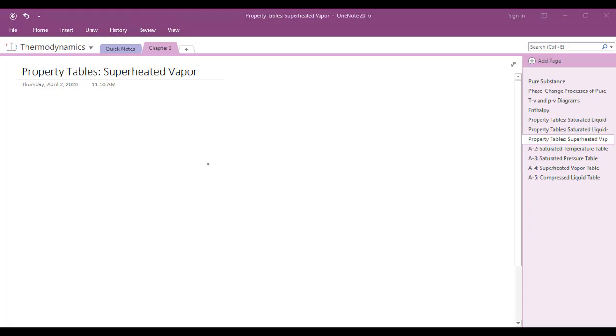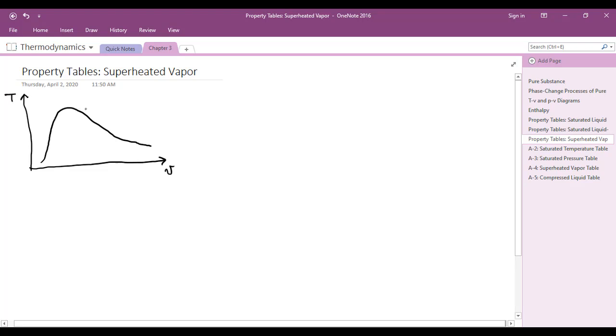Hello, in this section we will learn how to use the tables for the superheated vapor region. First, let's recall where the superheated region is in the TV diagram. In the TV diagram, we should remember where the superheated region is located. So this is a TV diagram.